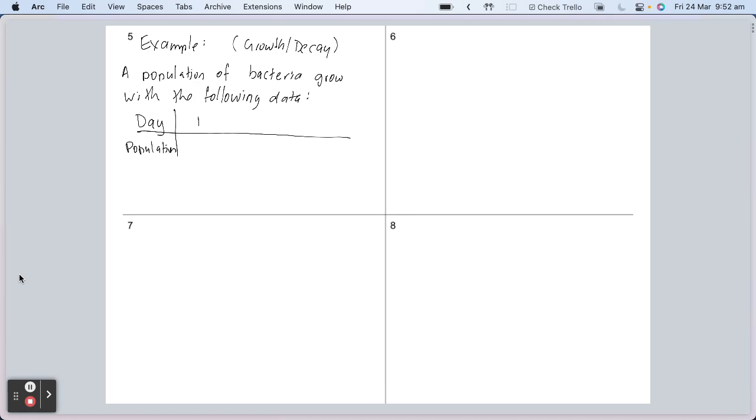So on day 1, there were 5 bacteria. On day 2, there were 10 bacteria. On day 3, there were 20 bacteria, and so on. And the question is, when will the bacteria, or when will the population, I suppose, exceed 1 million?